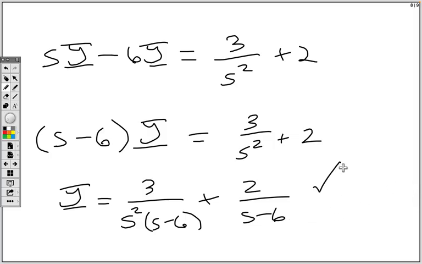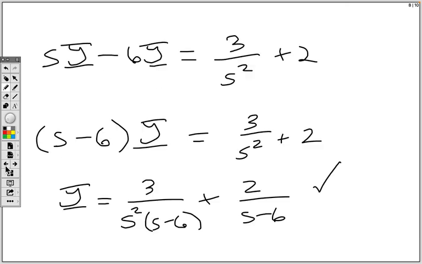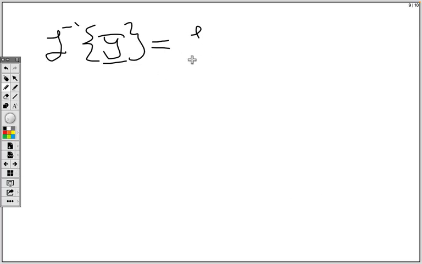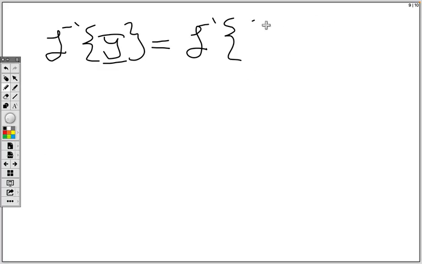So now I've solved the algebra equation for capital Y. Capital Y being the Laplace transform of the solution to the initial value problem over in the time domain. All right? So now what I have to do is bring it back. So I'm going to take the inverse Laplace of both sides. So we Laplaced it over to the frequency domain. Now we've got to bring it on back. So I have to take the inverse Laplace of the left-hand side.